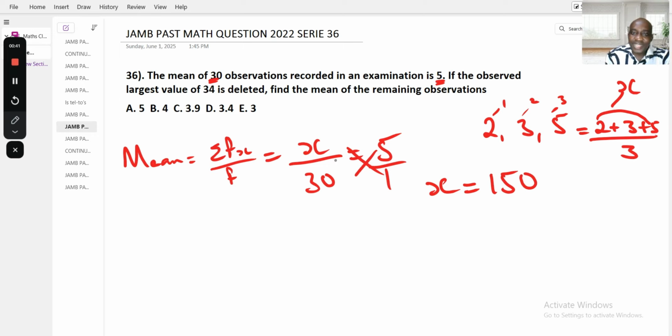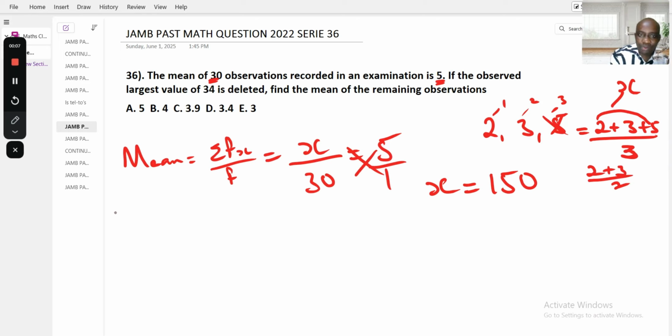150. It means that the total here is what? 150, what we added up. And we were told that out of the observations 2, 3, 4, the largest one, 5, was deleted. If we delete this 5, when we want to add it up, we just say 2 plus 3 is 5, divided by... we are not going to use 3 again because the number of frequency has reduced. We have deleted 1 out of it, remain only 2 to be divided. Just say 2 plus 3 divided by 2. That's the way you will do it.